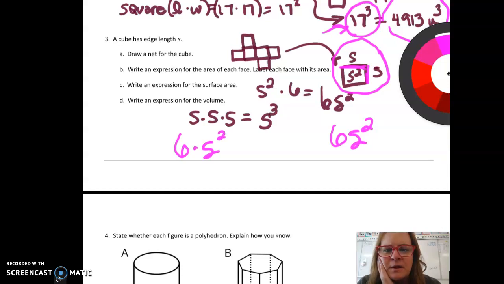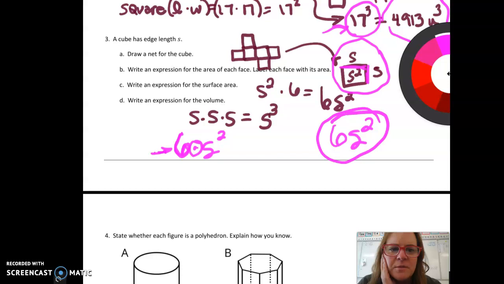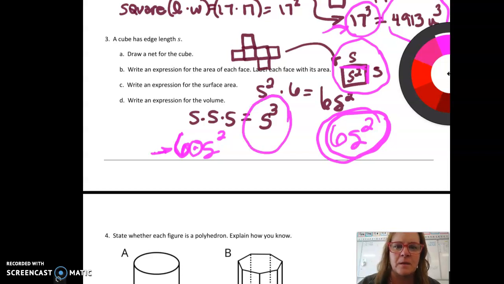But when the number here is sitting right next to the letter, this number is called a coefficient. When it's sitting next to the letter, we don't actually need that multiplication sign. It's assumed that the operation is multiplication. So this would be the appropriate way to write that. The volume would be S times S times S, also known as S cubed.